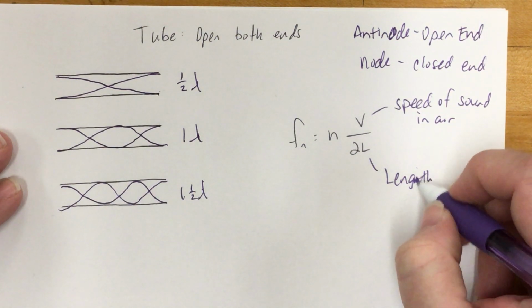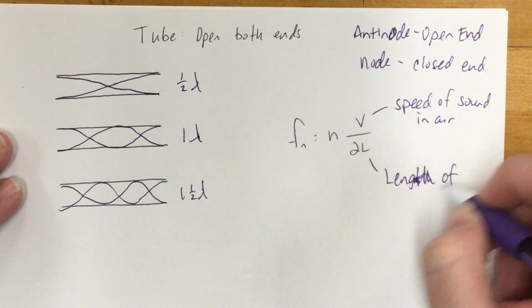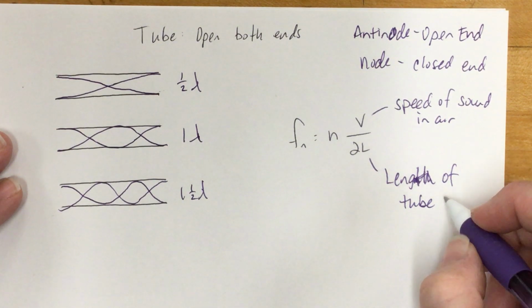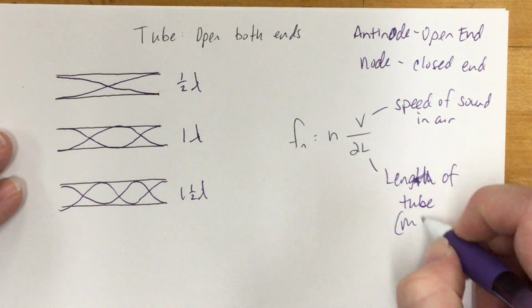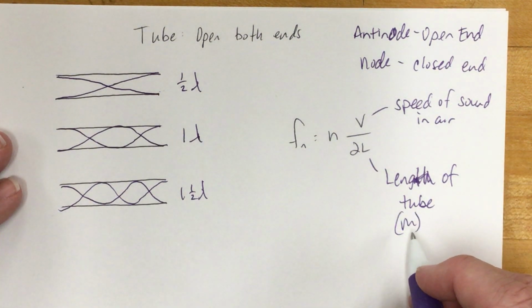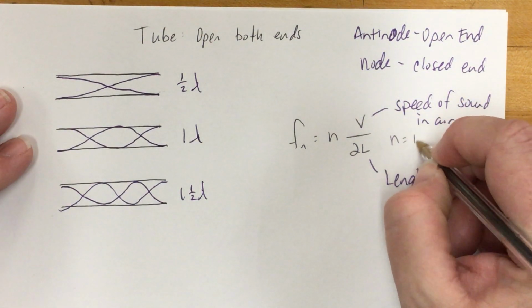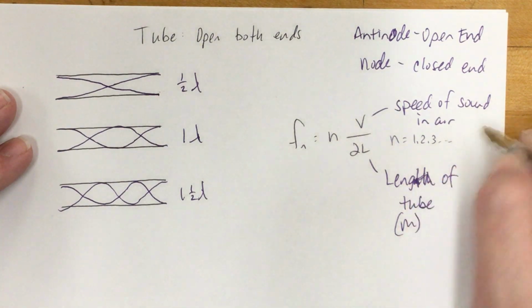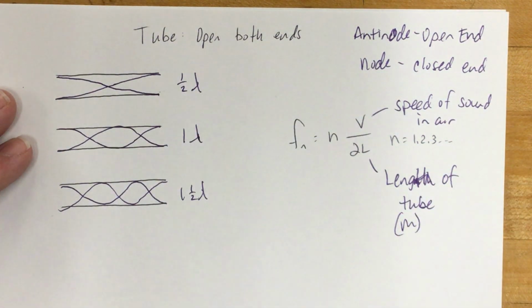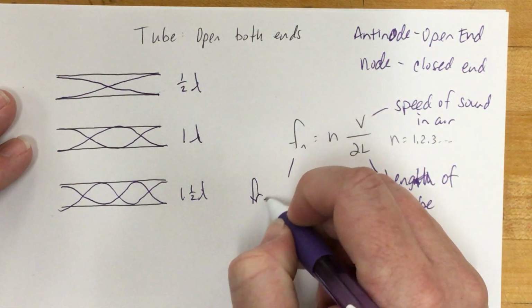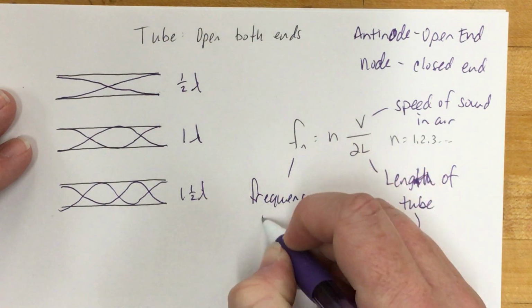I can't spell, of the tube. And in this case, again, it has to be in meters. If it's in centimeters, switch it into meters. Again, n is going to equal 1, 2, 3, etc. It'll give the same pattern. And f is your frequency in hertz.